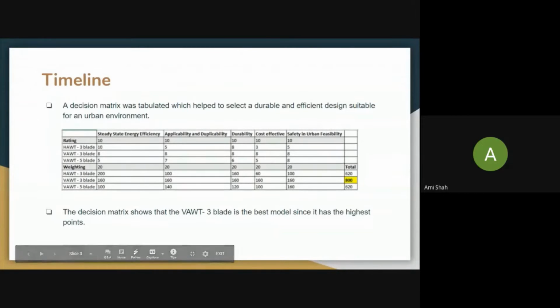The group had undergone a number of brainstorming sessions where they built a decision matrix. This helped us to identify which model would be the most suitable one, and we were competing against three major ones, which include the horizontal axis wind turbine, the three plate, the vertical axis wind turbine, the three plate, and the vertical axis wind turbine five plate. From this decision matrix, you can see that the vertical axis wind turbine has a maximum point of 800, and therefore it was selected.